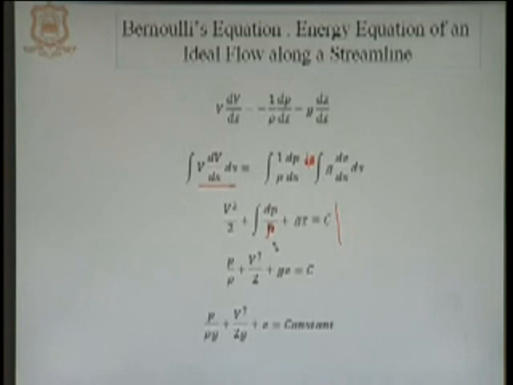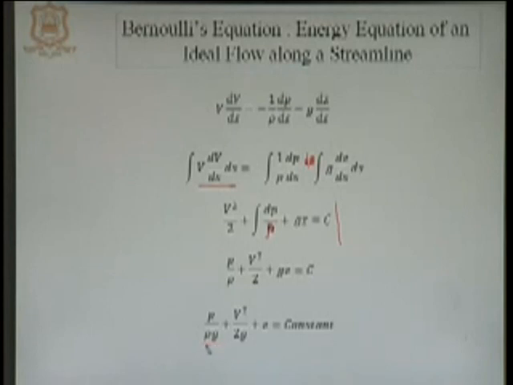Now, if we have an incompressible fluid, then rho is also constant. So, rho can be taken outside the integral sign and dP may be written as P. So, this equation can be written in the form of P over rho plus V square divided by 2 plus g z is equal to constant, right. And we can write it in another form by dividing it by g: P over rho g plus V square divided by 2g plus z is equal to constant.